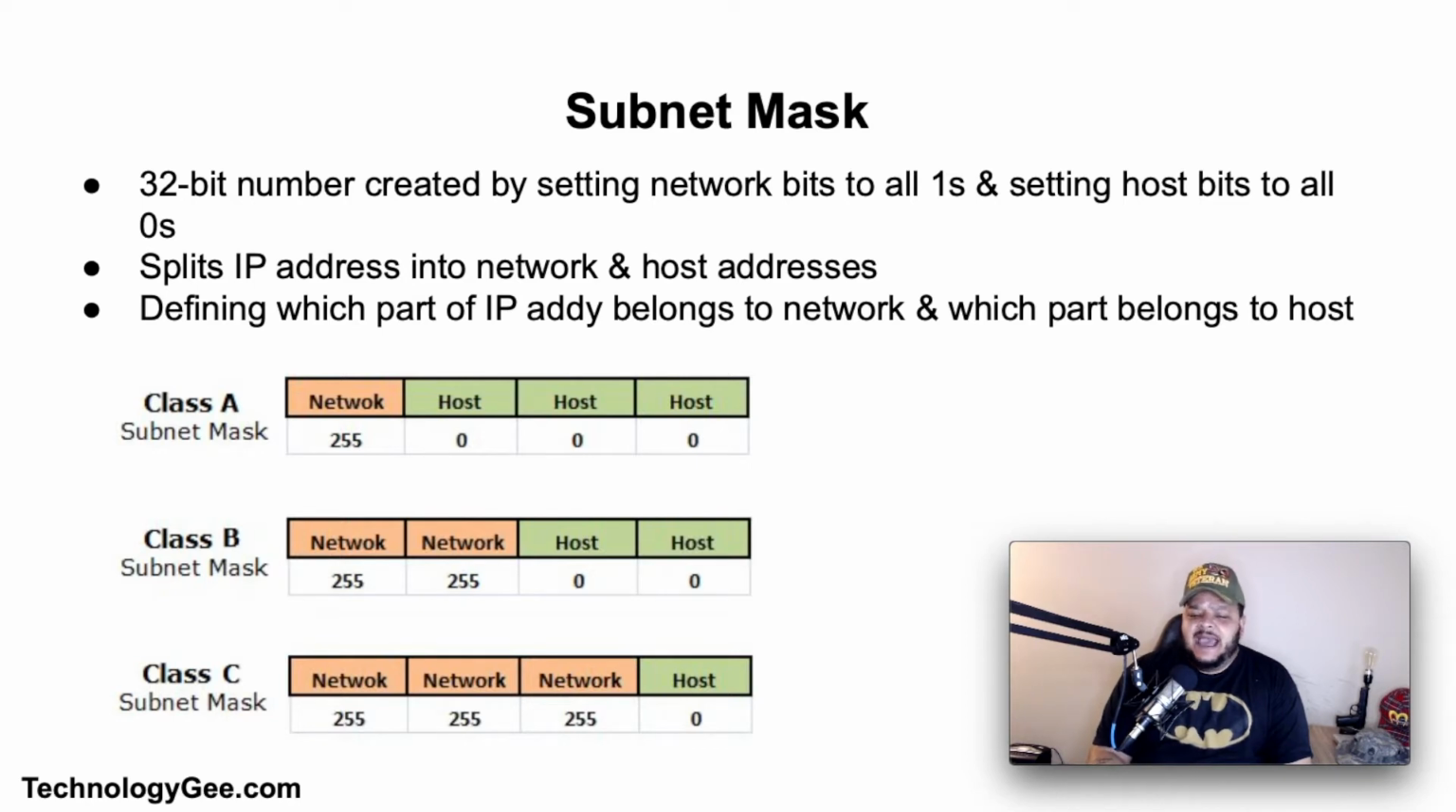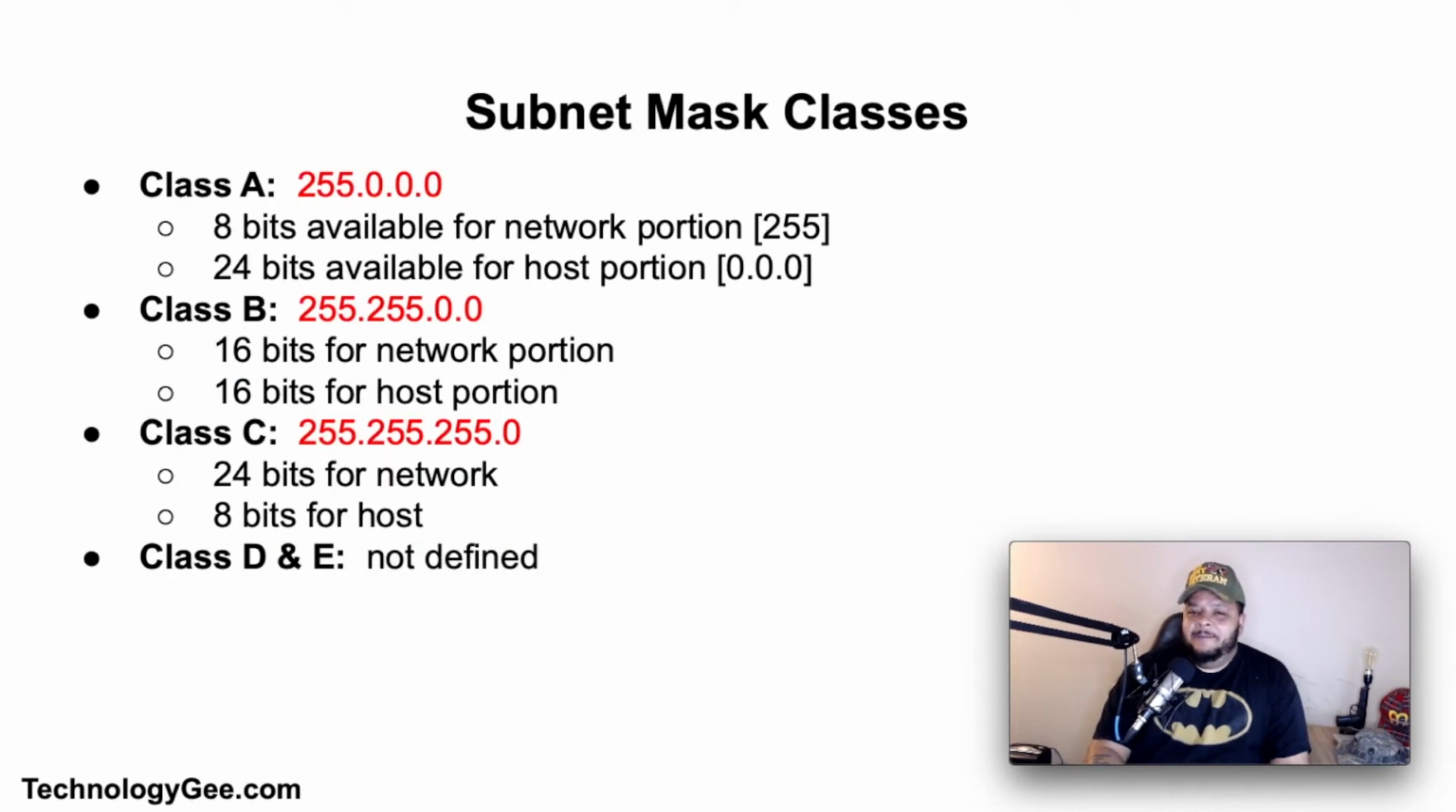So a subnet mask is a 32-bit number created by setting network bits to all ones and setting host bits to all zeros. The subnet mask splits the IP address into the network and host addresses, thereby defining which part of the IP address belongs to the network and which part belongs to the host. And you can readily identify a subnet mask because it will always start with the number 255. All right, so let's talk about the subnet mask classes.